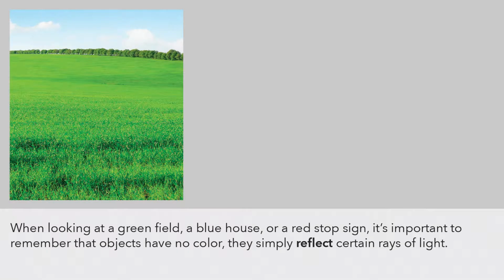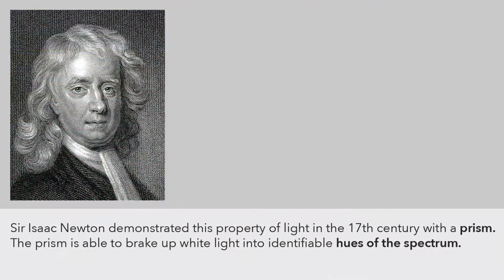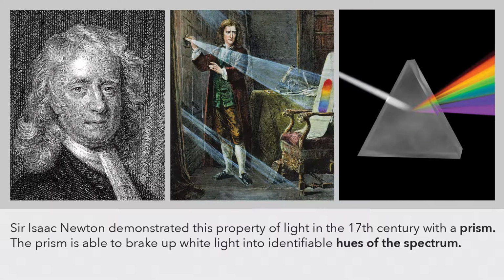When looking at a green field, a blue house, or a red stop sign, it's important to remember that objects have no color. They simply reflect certain rays of light. Sir Isaac Newton demonstrated this property of light in the 17th century with a prism. The prism is able to break up white light into identifiable hues of the spectrum.